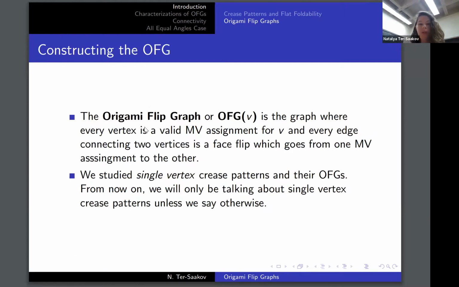Where every vertex is a valid mountain valley assignment of that crease pattern, and every edge is a face flip between two valid mountain valley assignments.